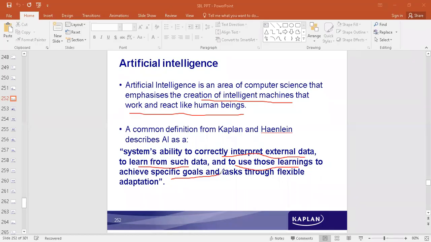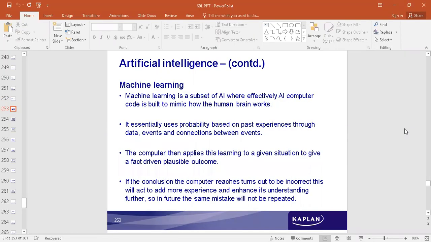This is all done by machines. So machines are designed in such a way that now they are able to learn from past experiences, from past data, apply that learning to situations that arise in the future, and fulfill the goals. That is the concept of AI. An effort about how machines can act like human beings. That is AI, artificial intelligence.